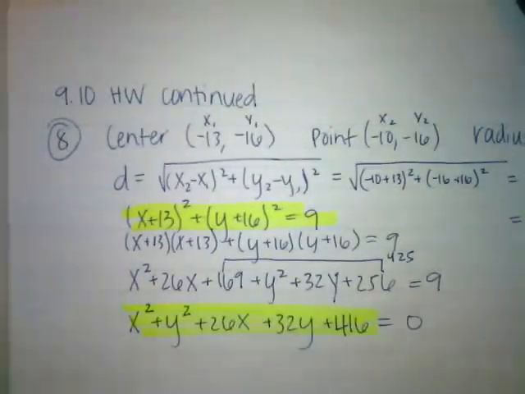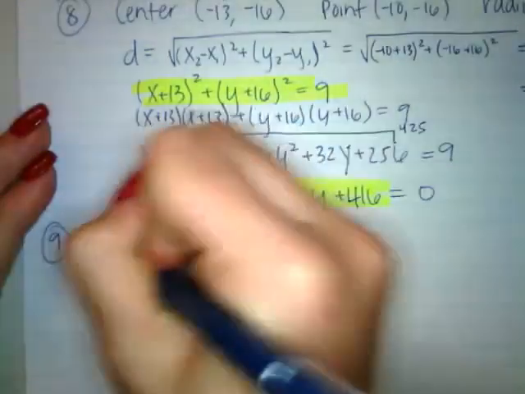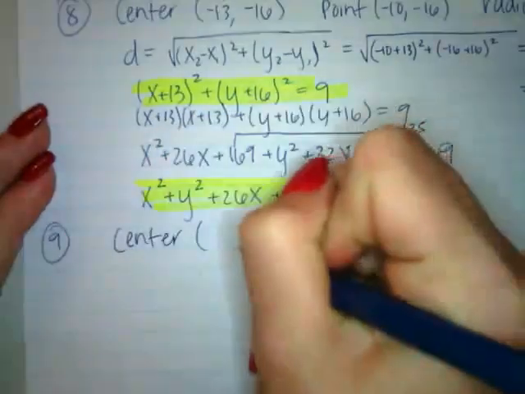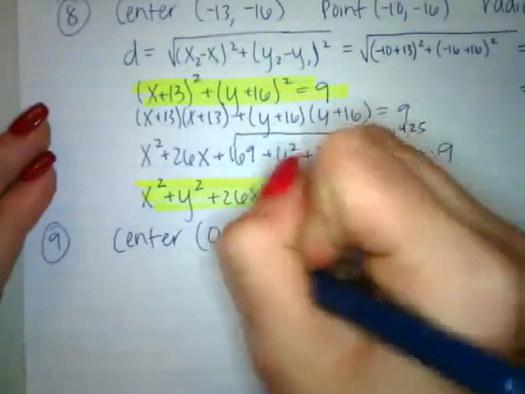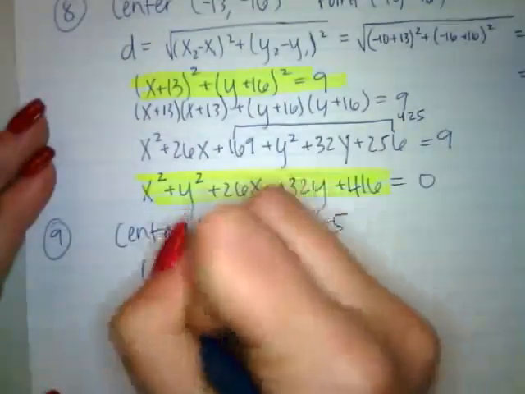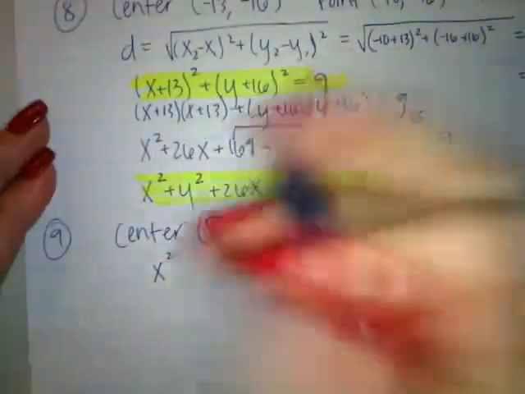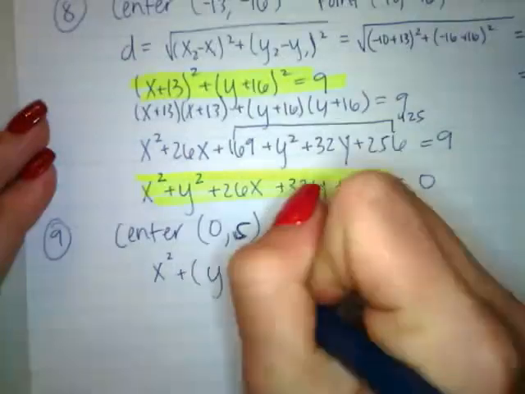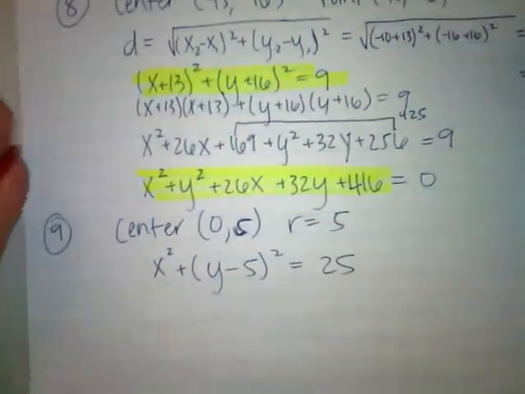All right, let's go to question 9. Question 9 gives you the center and the diameter. Center is (0, 5). Diameter is 10, which means my radius is 5. So x squared, we're not adding anything to x, plus (y minus 5) squared equals our radius squared.